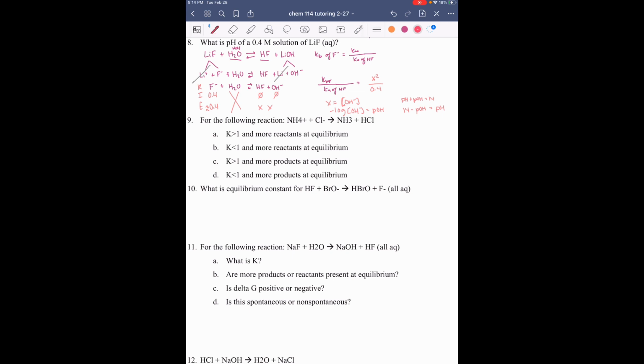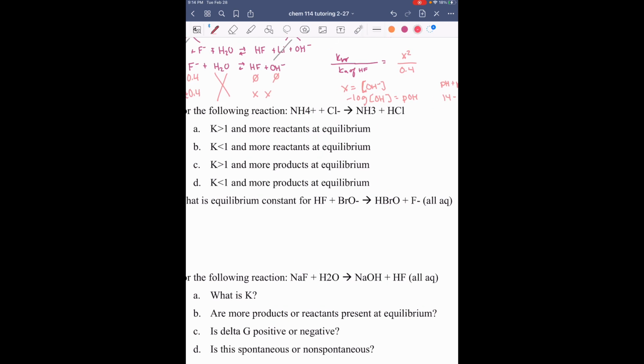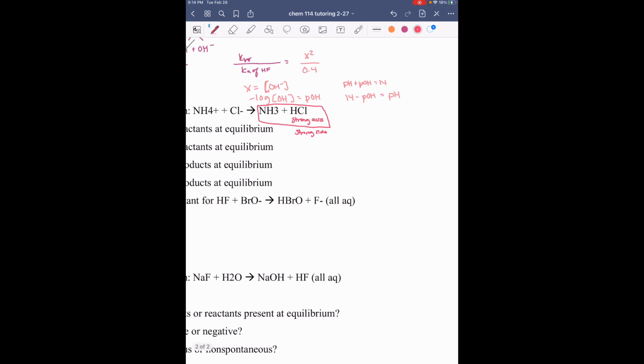Okay. So for this one, we have to identify which side is stronger and which side is weaker. So for this one, we have NH4 plus, Cl minus, NH3, and HCl. So I already do a scan of those, and the only one that is a known strong is HCl. It is a strong acid. So this is our strong side. Strong side. However, we have more of the weak stuff at equilibrium.